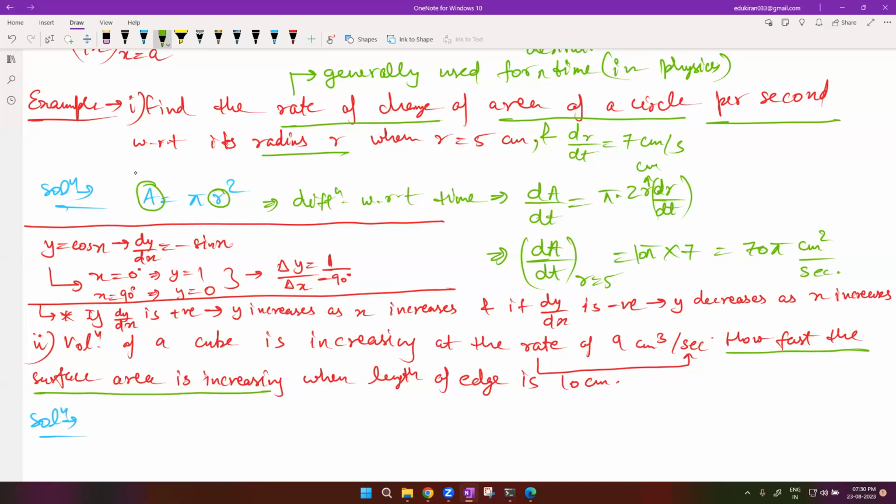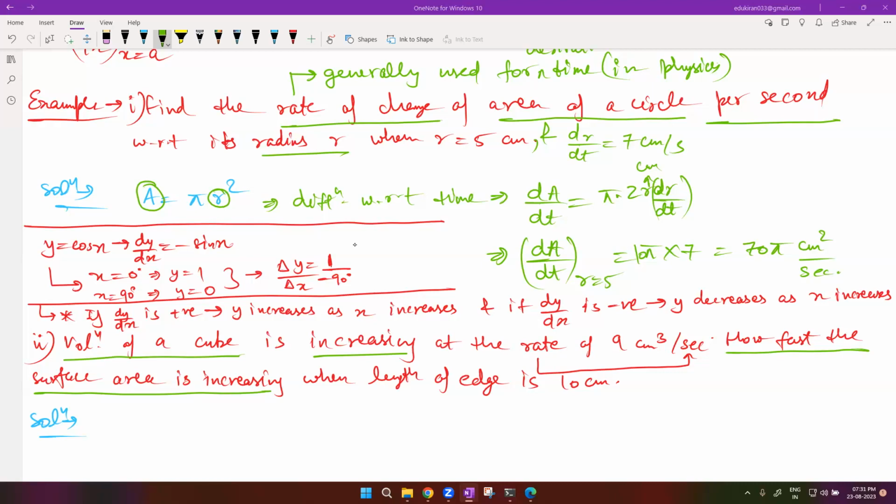And we are given the volume of a cube, which is also increasing at the rate of 9 centimeter cube per second. Right? So can you identify what is given to us? How to write what is given to us? This is 9 centimeter cube. The derivative of the volume divided by dt, no?